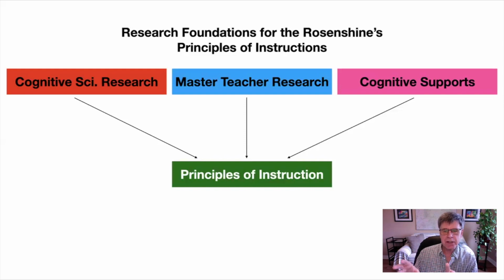These were a series of studies in which researchers would watch master teachers as they taught, and try to figure out what these people are doing that makes them so effective. And then the third line of research that he was looking at was on cognitive supports. Rosenshine discovered that the findings from these three literatures were largely consistent in terms of what they were recommending. And so he used these findings to create his principles of instruction.